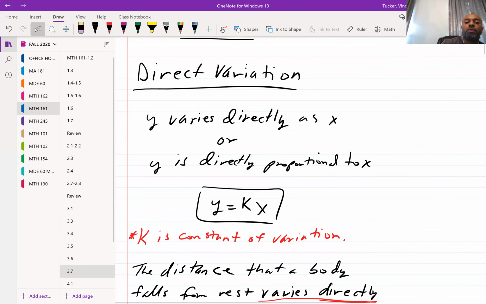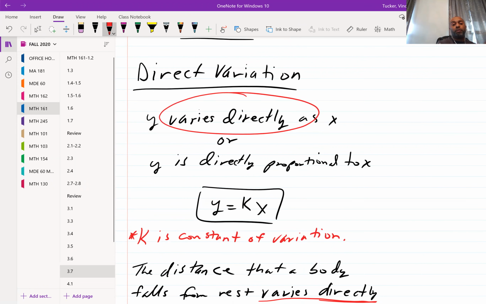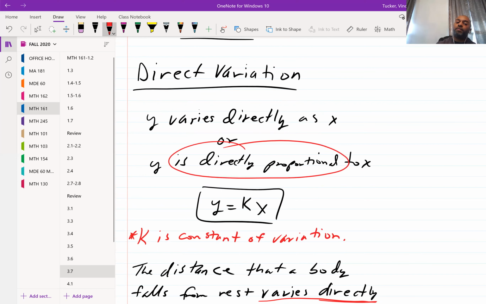Also notice the phrase "varies directly as." Whatever comes before "varies" is your y. What comes after "as" is your x. Same thing here: whatever comes before the phrasing is your y, and what comes after it is your x. And then you'll set up the problem this way.